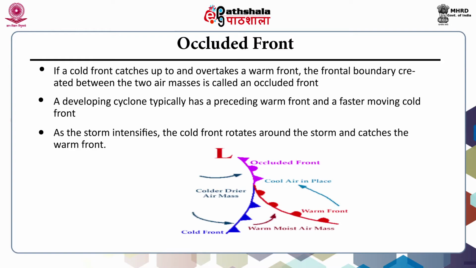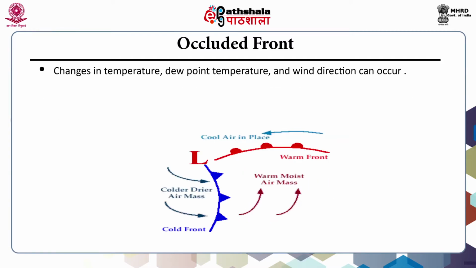In this figure, symbolically an occluded front is represented by a solid line with alternating triangles and circles pointing to the direction in which the front is moving. Changes in temperature, dew point temperature and wind direction can occur with the passage of an occluded front.